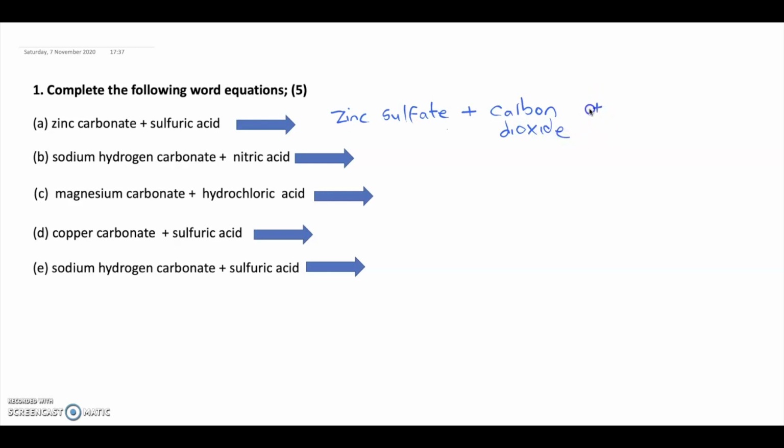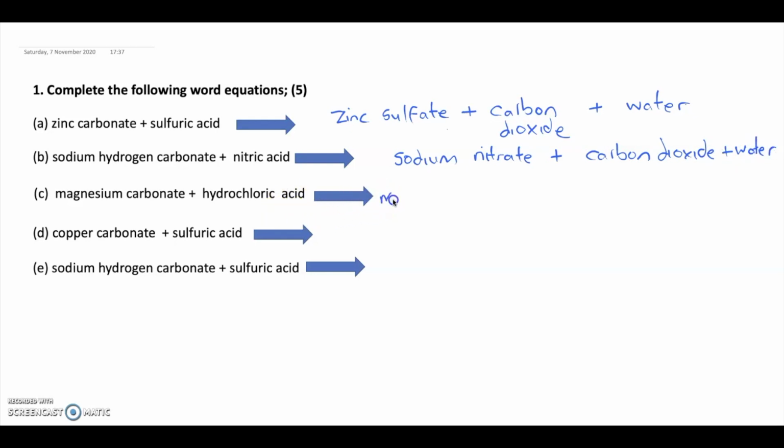Now if you've written down zinc sulfate plus carbon dioxide and water, that's worth 1 mark. So in question B, we have sodium hydrogen carbonate and nitric acid. Now there's no difference if you use a hydrogen carbonate or a carbonate, you still will get a salt, carbon dioxide and water. And because it's nitric acid, my salt will be a nitrate, and because it's sodium hydrogen carbonate, it will be sodium nitrate. So my products here are sodium nitrate plus carbon dioxide plus water.